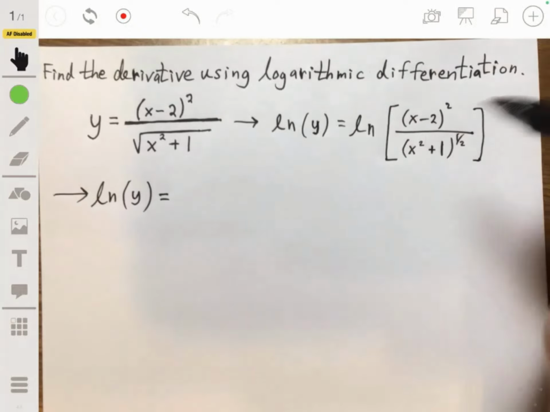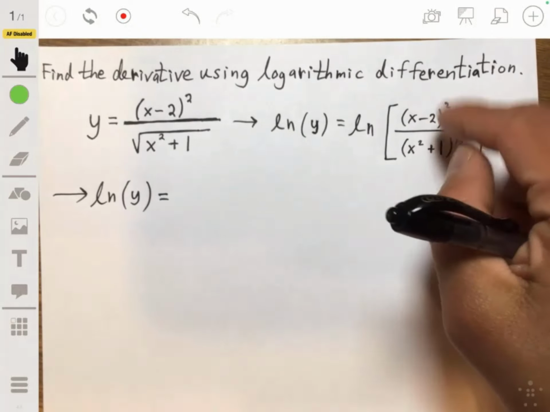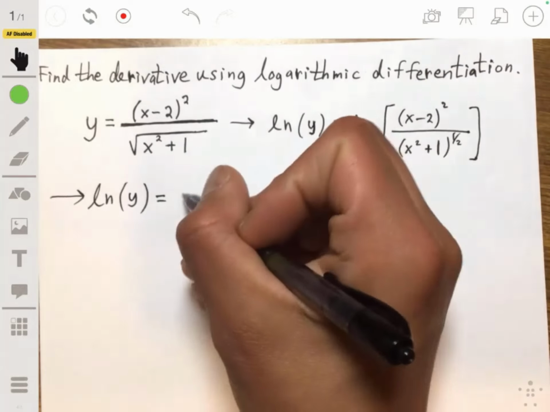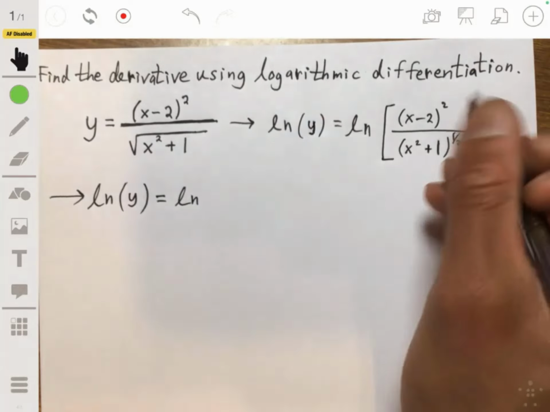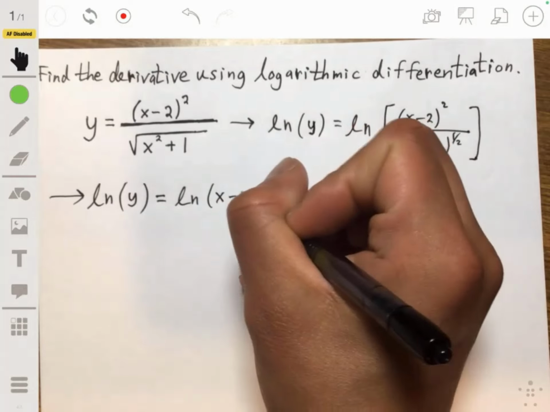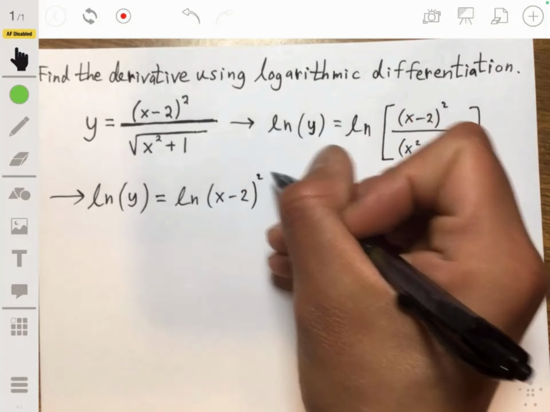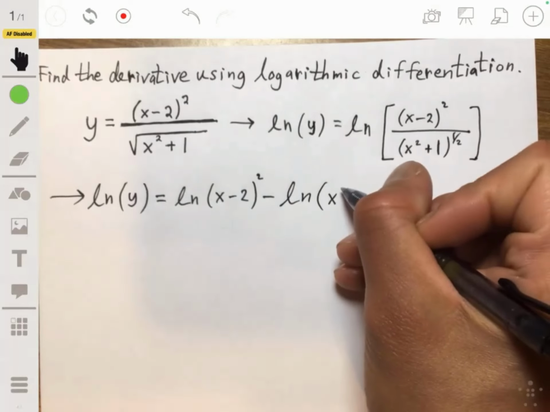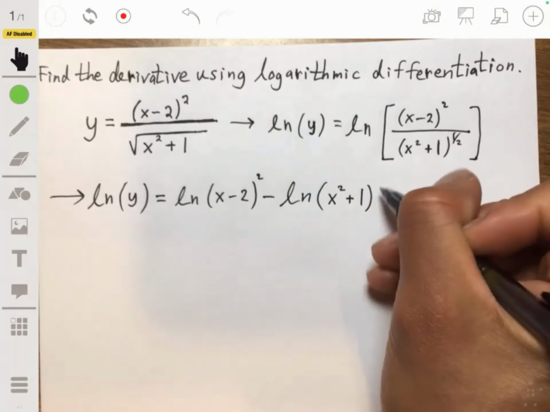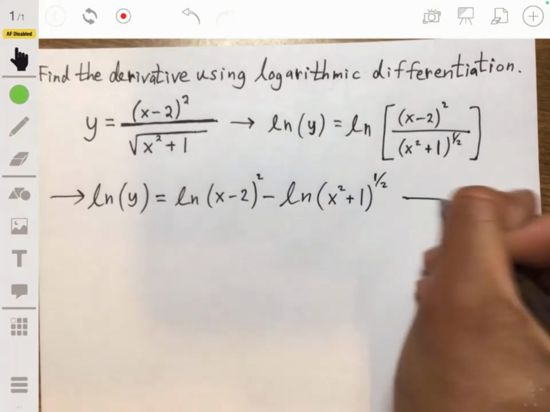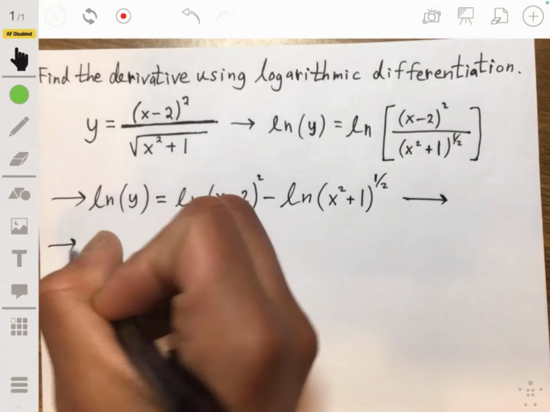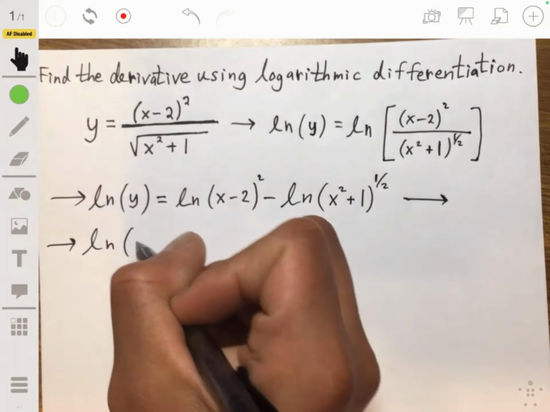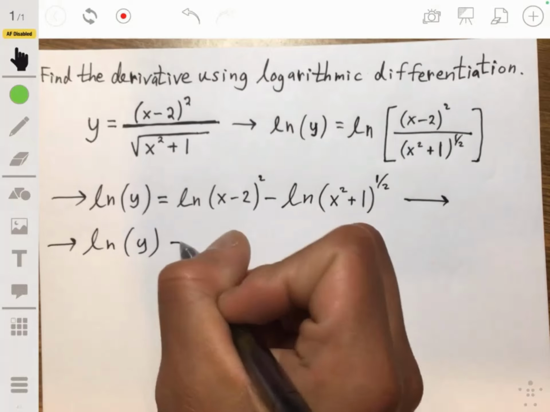equal to, and I'm gonna then use my properties of logarithms because we're dividing here. So that means you can subtract, and we'll get the natural log of x minus 2 to the 2nd power minus the natural log of x squared plus 1 to the 1/2 power. Keeping the left the same as the natural log of y.